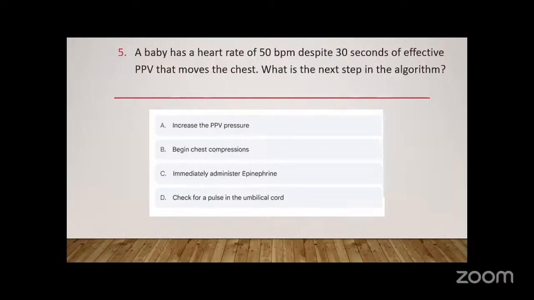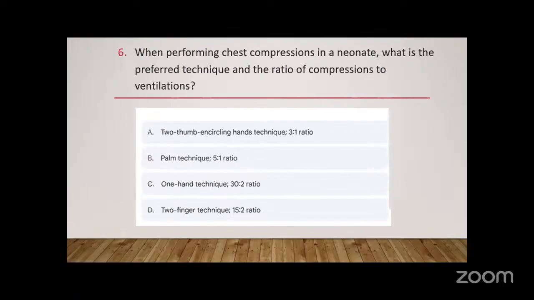A baby has a heart rate of 50 beats per minute despite 30 seconds of effective positive pressure ventilation that moves the chest. What is the next step in your algorithm? What is the next thing you do? I'm hearing B. Correct, B. You begin chest compressions.